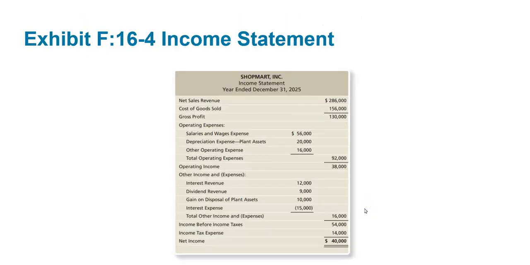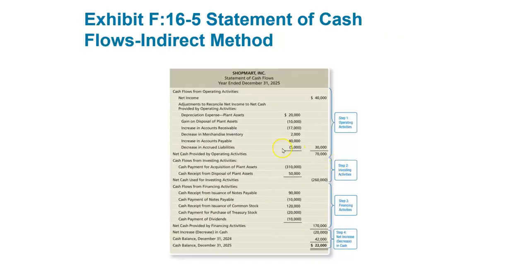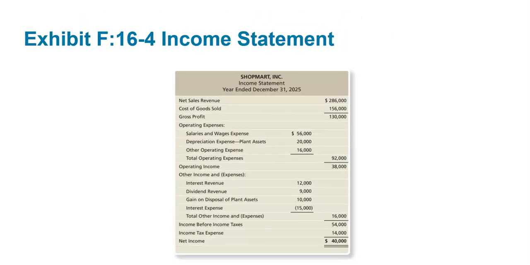So let's go back to the income statement. Let's start here. Notice it's a multi-step income statement, and notice that the net income is $40,000 for the year. The operating income here is $38,000. Just keep that in mind, because the net cash provided by operating activities is $70,000, and I'll explain the difference between the two at the end.